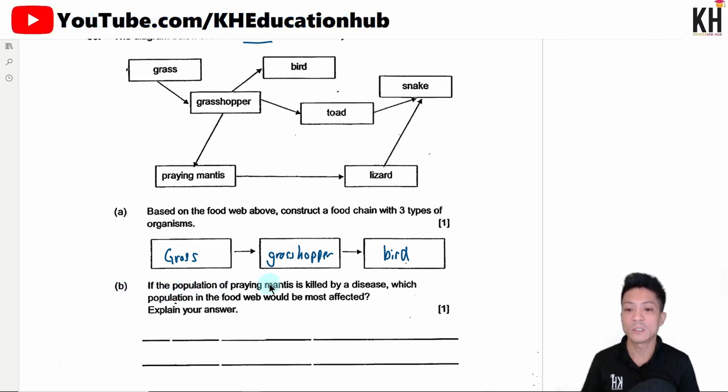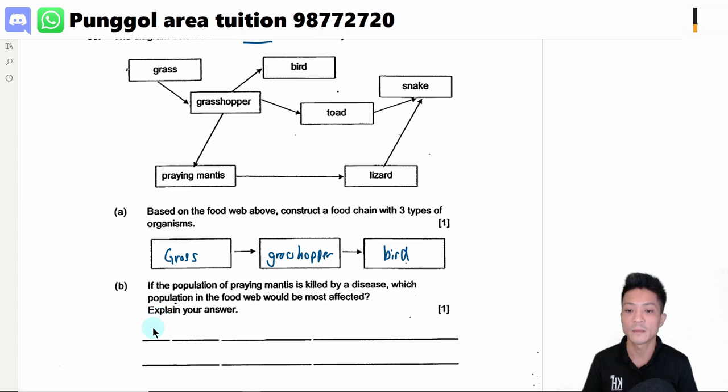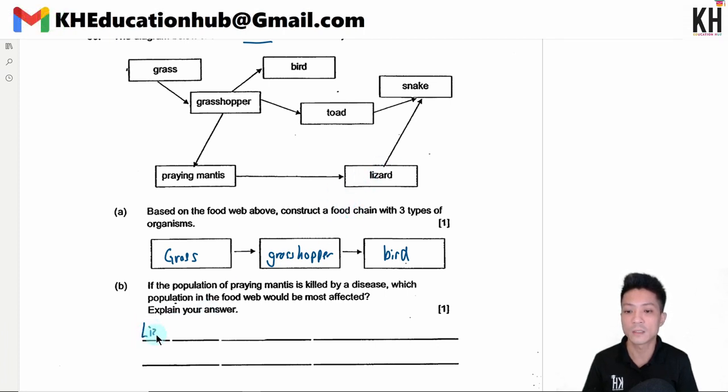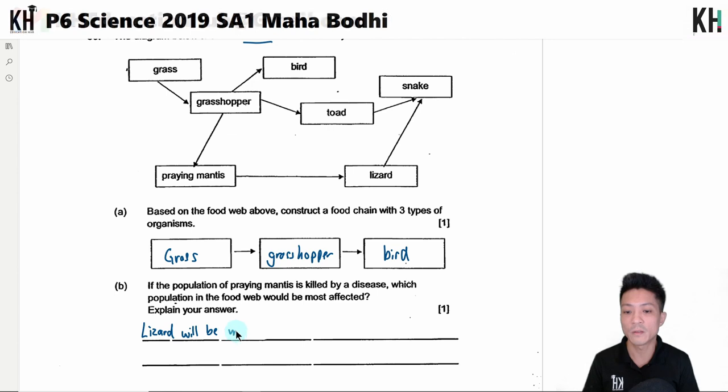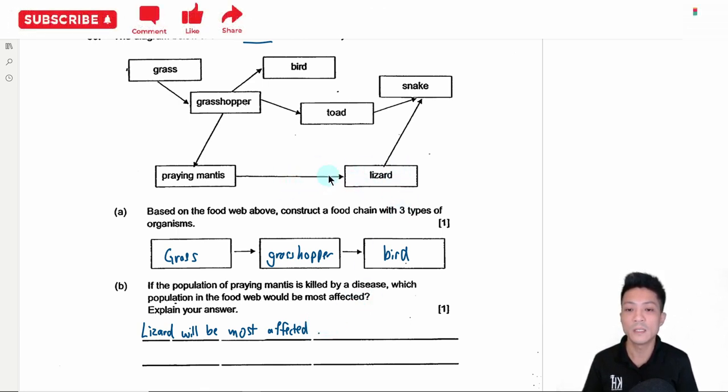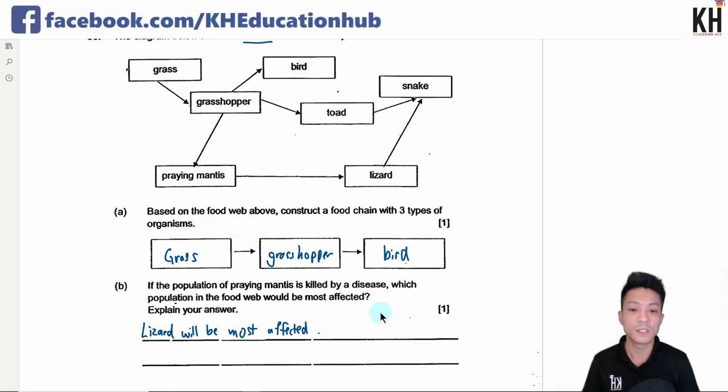Okay, part B, if the population of praying mantis is killed by a disease, which population in the food web would be most affected? Explain your answer. The population that is most affected will be the lizard. So I'm just gonna write lizard will be most affected. Now we need to explain the reason. If you look at the food web, the praying mantis is the only food source to the lizard. So if all the praying mantis are killed by a disease, then the lizard will not have any more food.